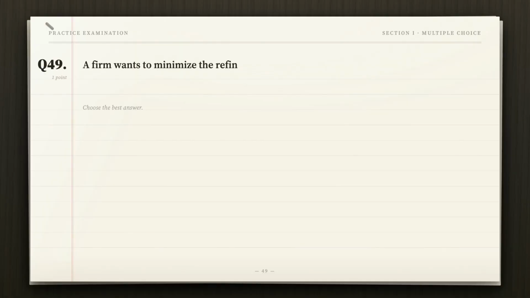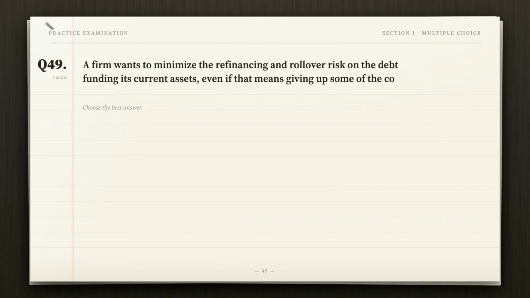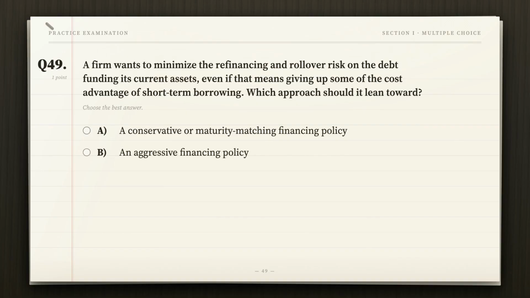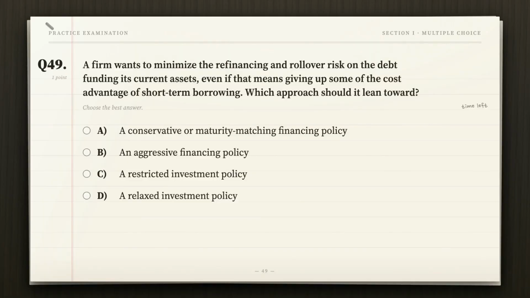Question 49. A firm wants to minimize the refinancing and rollover risk on the debt funding its current assets, even if that means giving up some of the cost advantage of short-term borrowing. Which approach should it lean toward? Your options are: A, a conservative or maturity matching financing policy. B, an aggressive financing policy. C, a restricted investment policy. D, a relaxed investment policy. Which one is it? Pause the video if you need more time.